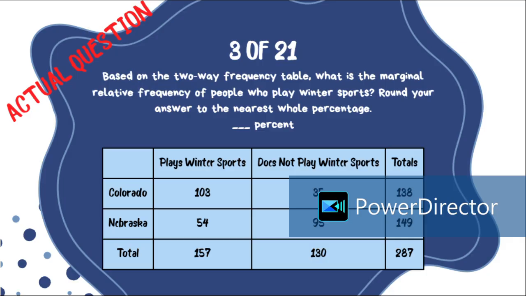Okay? So people who play winter sports, we're dealing with this column. This is everybody that plays winter sports. So we want the total number right here. You're going to take this number and divide it by everybody that was interviewed or was part of this study. So it's going to be 157 divided by 287. And that will give you your answer in the form of a percentage.